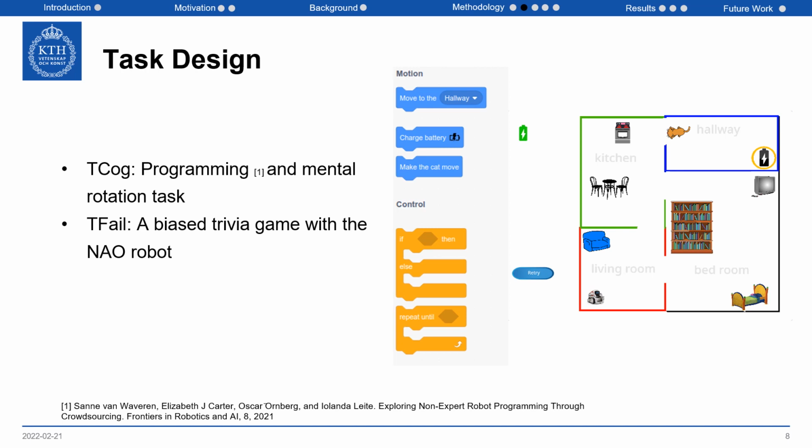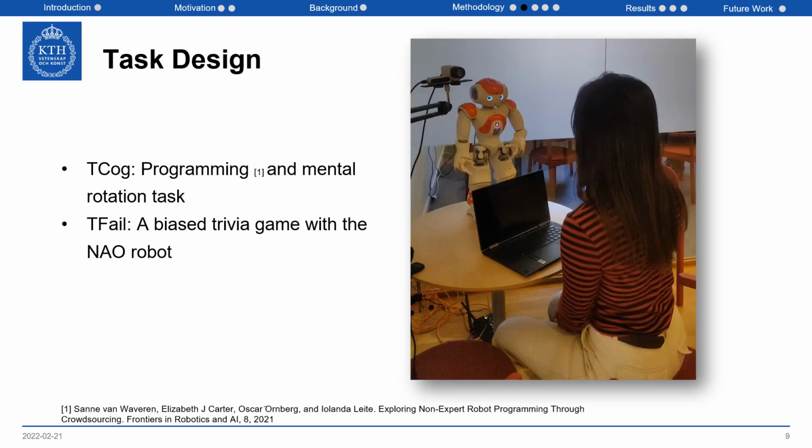In the failure-induced frustration task, the person had to play a trivia game that is biased, in which the robot would tell the participant that their answer is wrong even though it's completely correct.